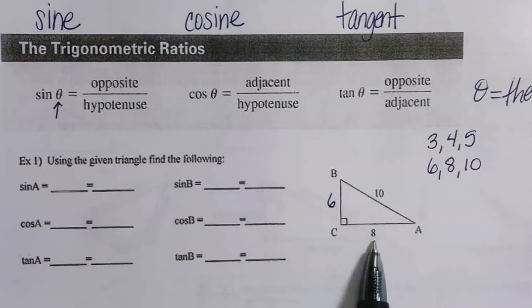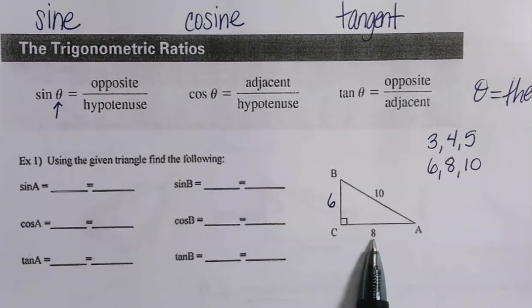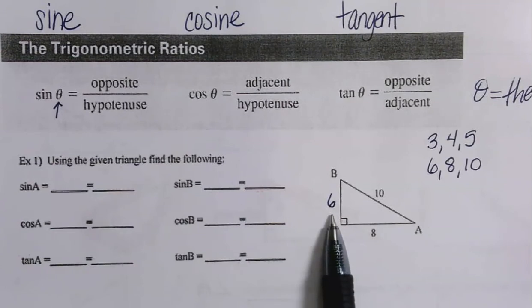X squared plus 8 squared equals 10 squared. That's 100. Minus 64 is going to give you 36, and the square root of 36 is 6. So you can use the Pythagorean theorem to find your missing side of your triangle. Okay? You don't have to remember those Pythagorean triples. But a lot of times they use the Pythagorean triples to try and make it a little easier on you, so it's a little nice if you do know them.